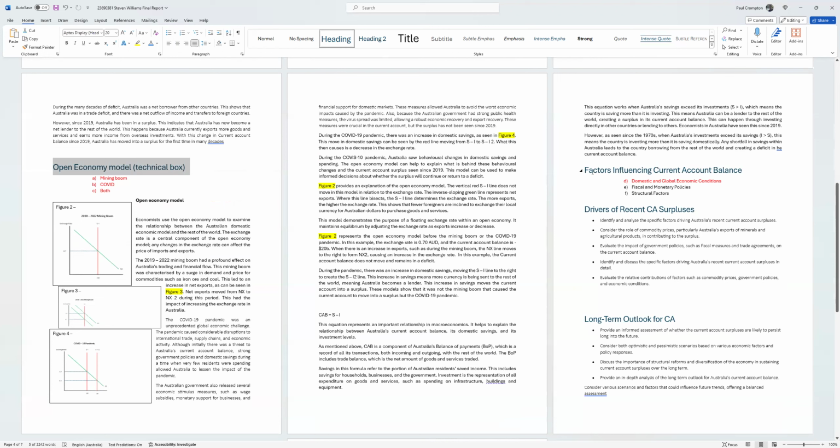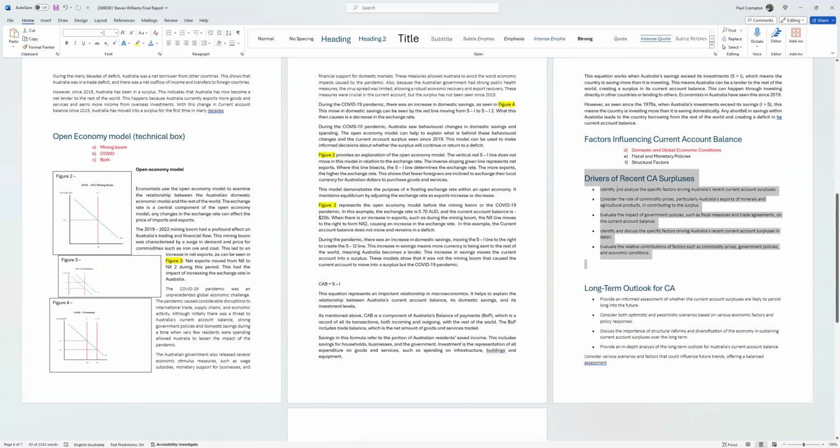Then you'll have factors, drivers of recent, oh, no, not this.